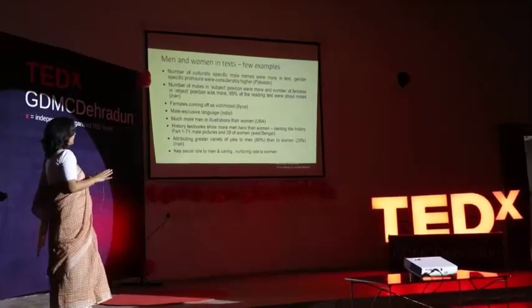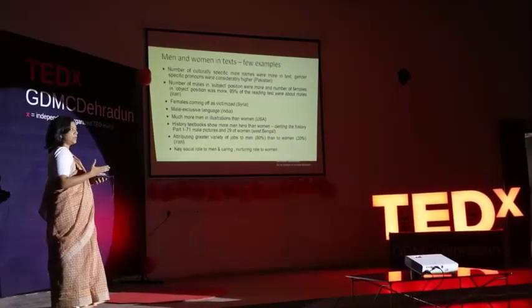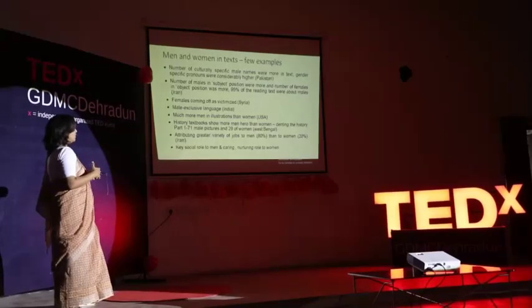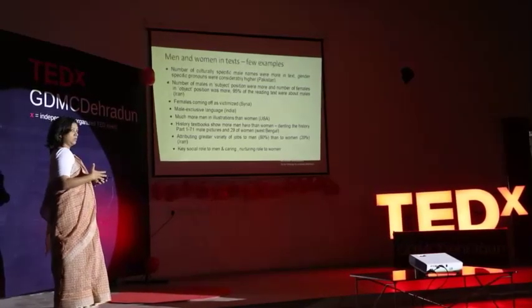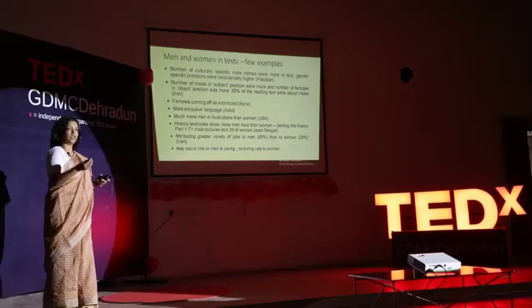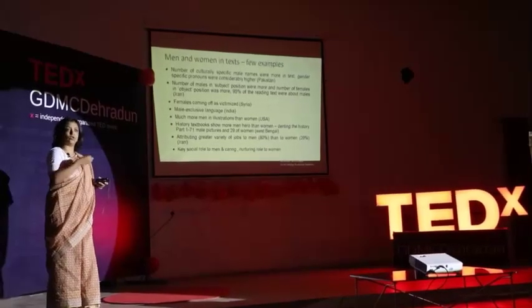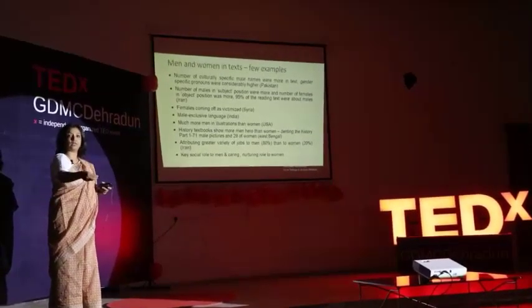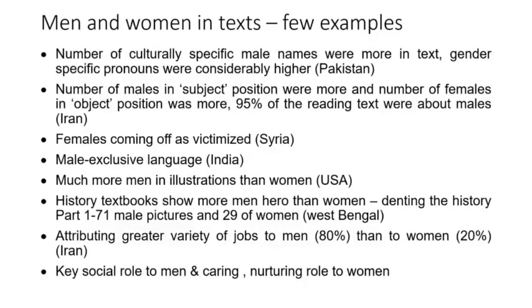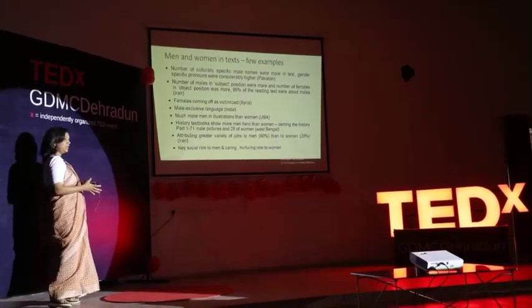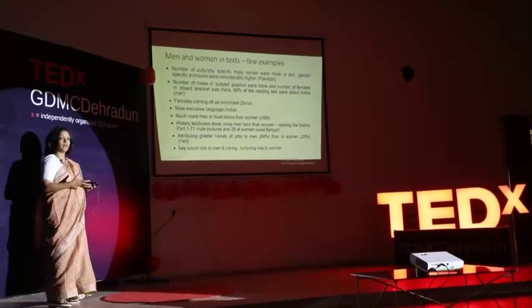So if you see the second pointer, which is talking about Iran, and I'm just giving it in random order: number of males in a subject position. So we studied in English, subject is about that person or object about which the sentence is created, right? So the number of males in subject position was more, and the number of females in object position was more. 95% of the reading text were about males. In Syria, you see women coming off as victims.